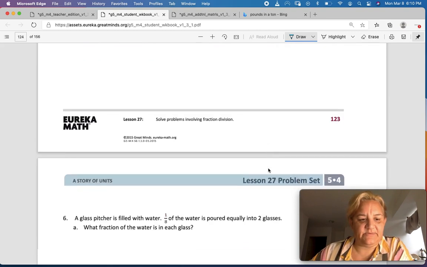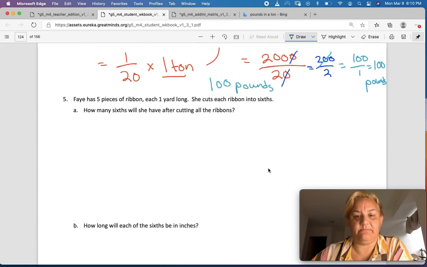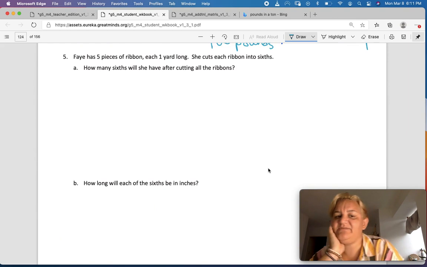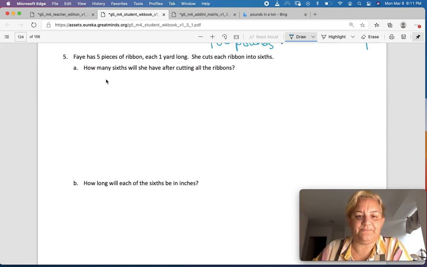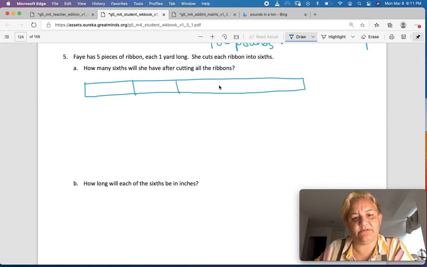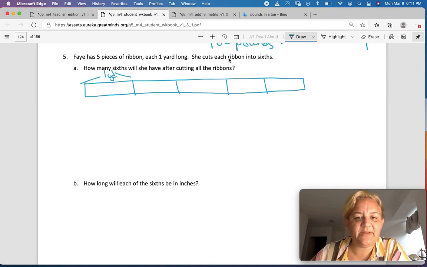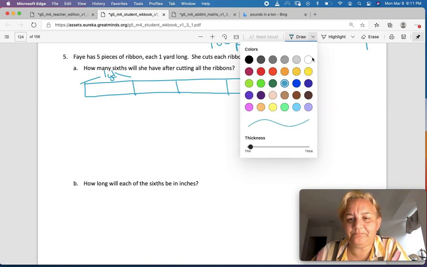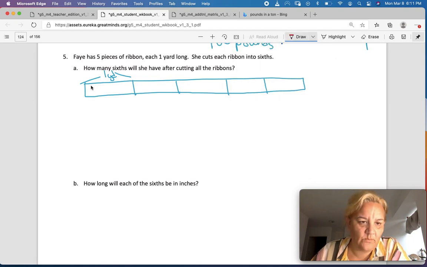Okay, fine. Let's see. Do we keep going? Oh, we do. Wow, this is a big, long one. Okay. Faye has 5 pieces of ribbon, each 1 yard long. She cuts each ribbon into 6. Okay, so here are her 5 pieces of ribbon. And she cut them into 1 yard each. So this is 1 yard. Okay, 1, 2, 3, 4, 5. She cuts each ribbon into 6. 1, 2, 3, 4, 5, 6.